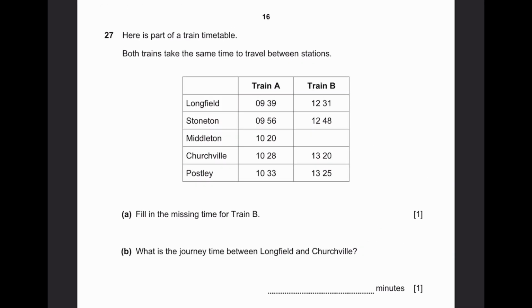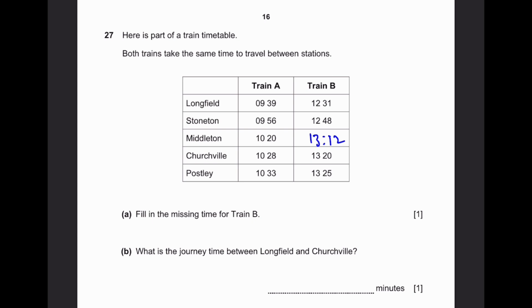Question 27. Here's the part of a train timetable. Both trains take the same time to travel between stations. A. Fill in the missing time for train B. So the time taken for train A to go from Staunton to Middleton is 24 minutes. So it should take 24 minutes for train B as well. That means we add 24 plus 12:48, and we actually get 13:12. That's in 24-hour time.